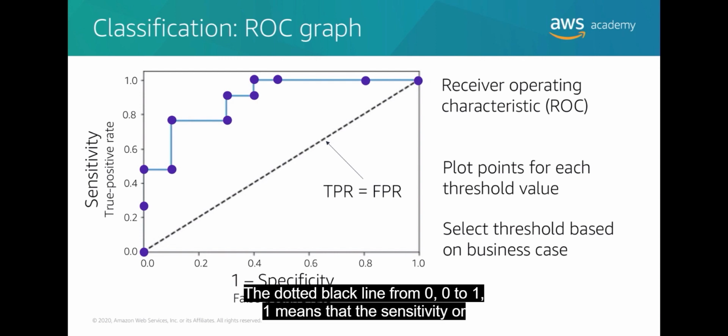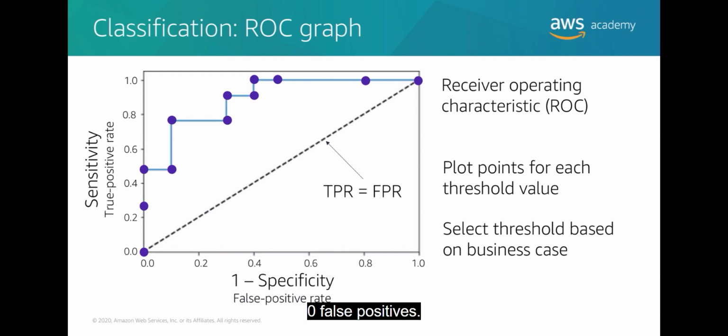The dotted black line from 0, 0 to 1, 1 means that the sensitivity, or true positive rate, is equal to the false positive rate. The point at 1, 1 means that you've correctly identified all the cats, but you've also incorrectly identified all the not cats. This is bad. Any point on this line means that the proportion of correctly classified samples is the same as the proportion of incorrectly classified samples. The point at 0, 0 represents that there are 0 true positives and 0 false positives.